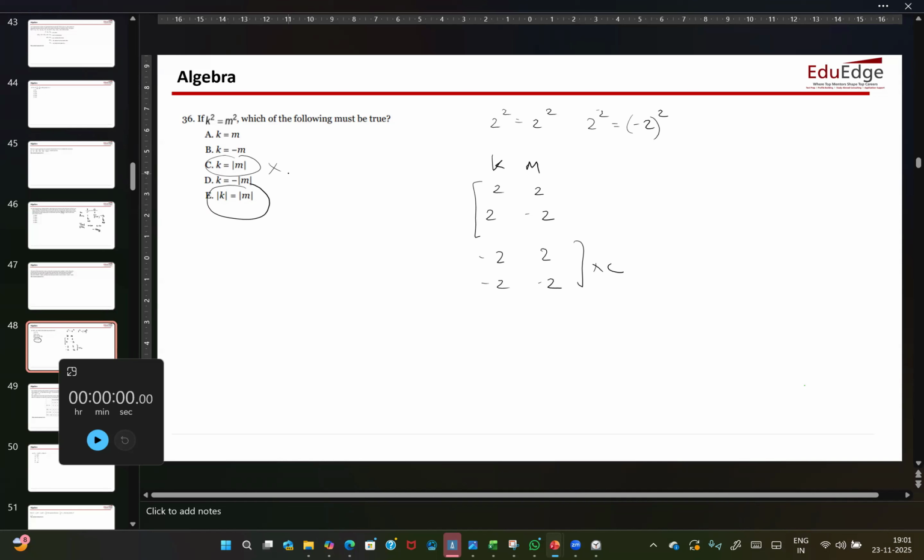Mod equal to mod. So mod of minus 2 will become 2. So 2 will be equal to 2, even if you put a minus 2 inside or a 2.